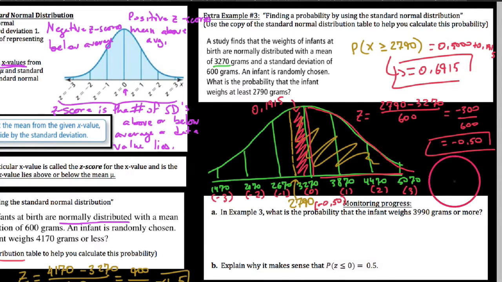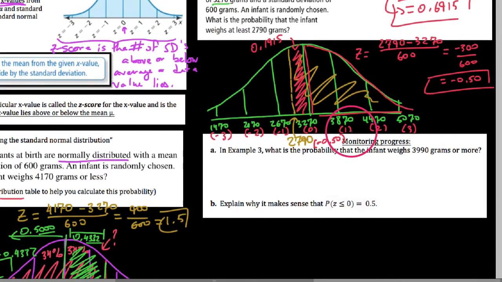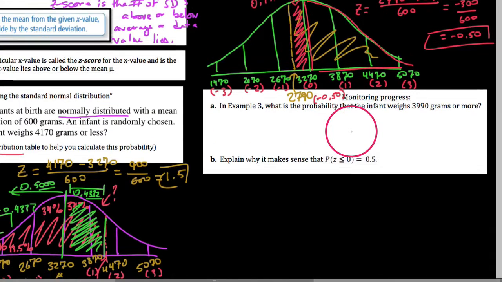So what I want to have you try is, again, with the same example, find the likelihood that the infant weighs more than 3,990 grams, which would lie somewhere over here on the right of this distribution. When you're ready to take a look at this, go ahead and unpause your video.